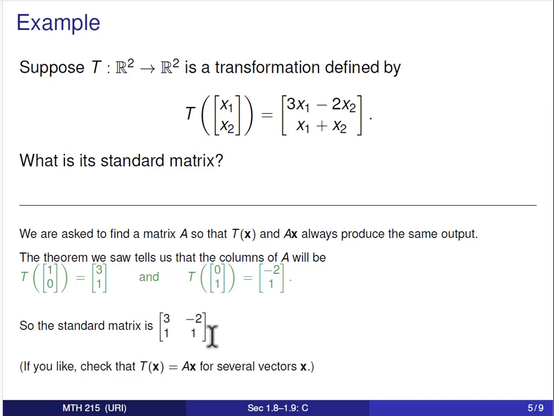Now, if you're interested, go ahead and plug in a couple of vectors for x here. Randomly choose x1 and x2 and see what the outputs are, but then do the same thing by multiplying this matrix onto your vector. And what you should find out is that they give the same answer. T of x, this rule up top, and A times x are the same thing.